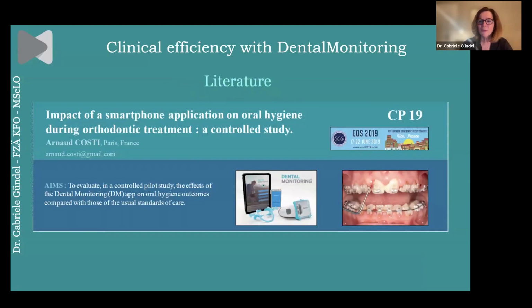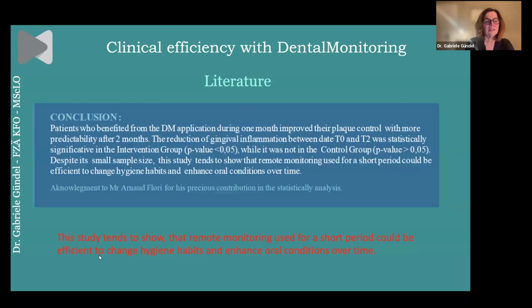Now let's come to two scientific articles. The first is an article dealing with oral hygiene: the impact of a smartphone application on our hygiene during orthodontic treatment. And the result, which I mentioned at the beginning of my presentation, is here. The study tends to show that remote monitoring, like we do with dental monitoring, used even for a short period of time, would be very efficient to change hygiene habits and enhance oral conditions over time.